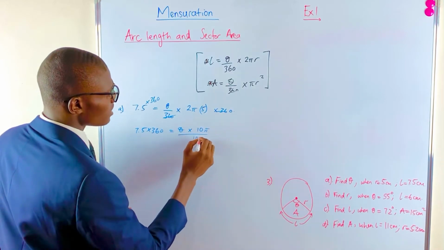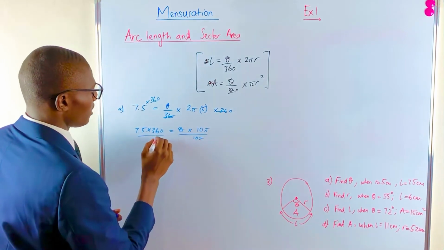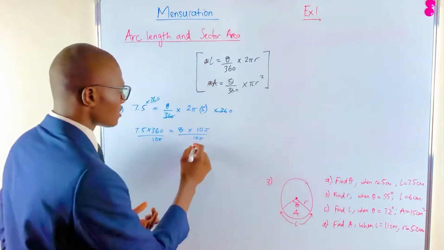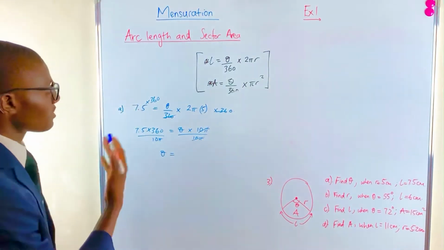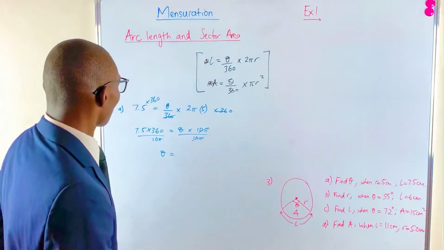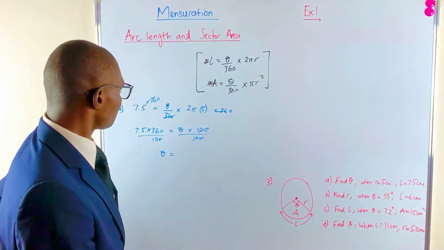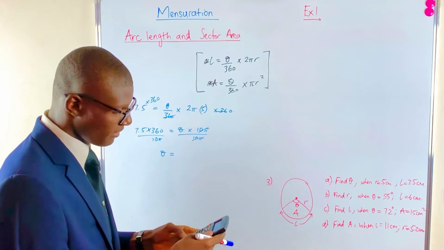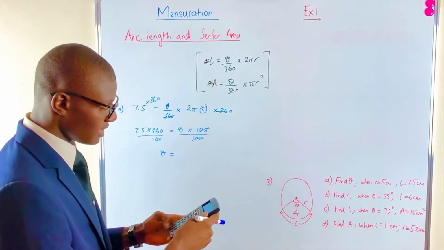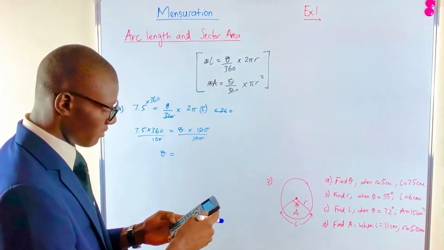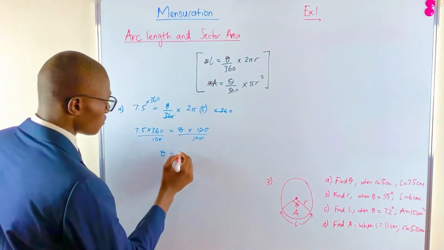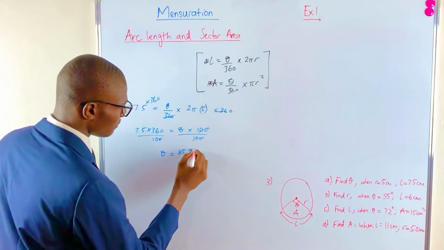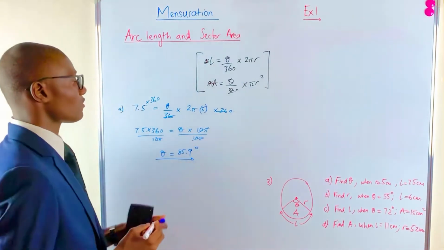Then dividing both sides by 10 pi, as we know pi is just a constant, theta would be 7.5 times 360 over 10 pi. If we simplify that, 7.5 times 360 divided by 10 pi, we get an answer of 85.9. So theta will be 85.9 degrees. This is for the first part.